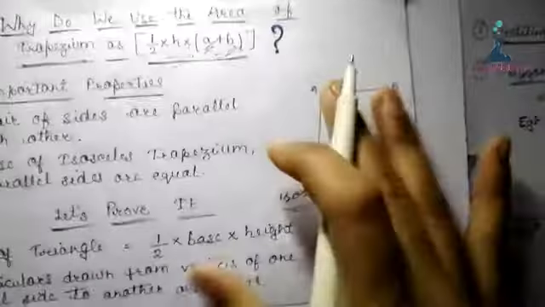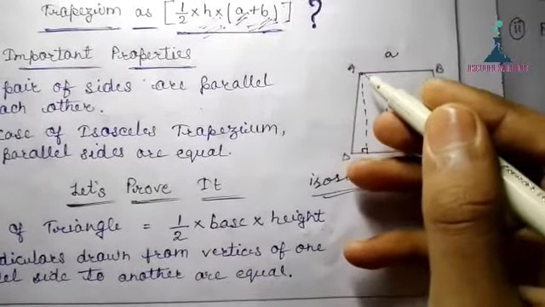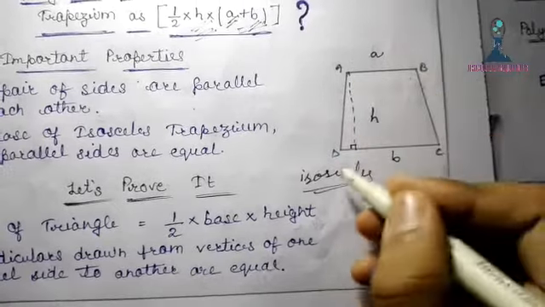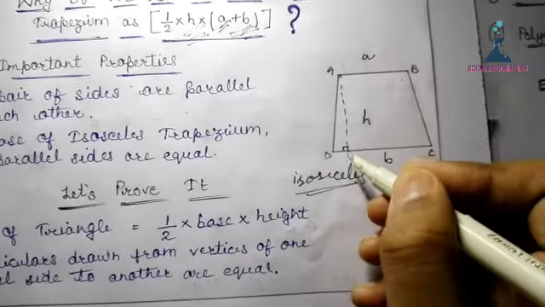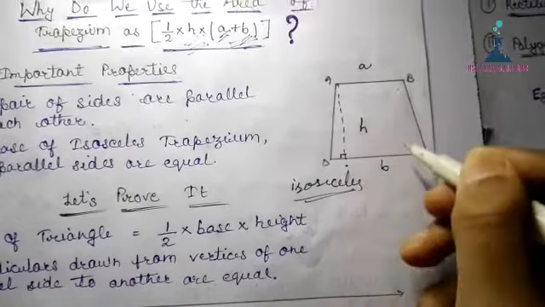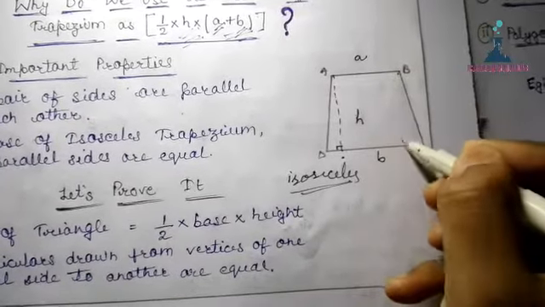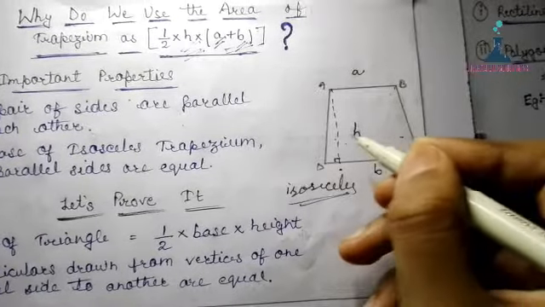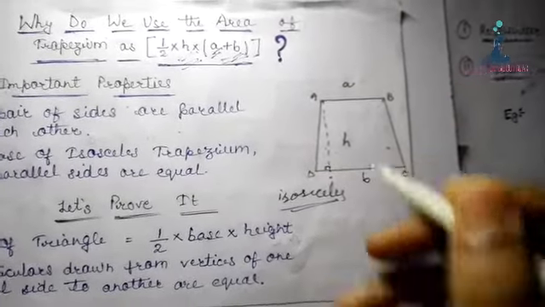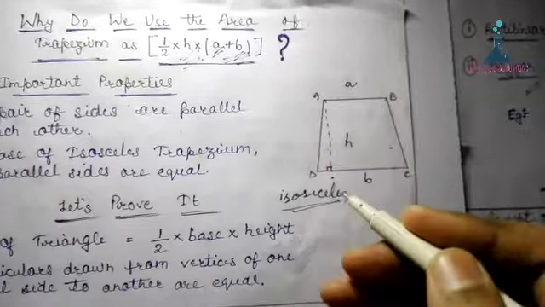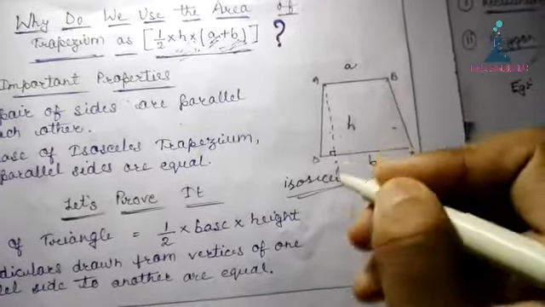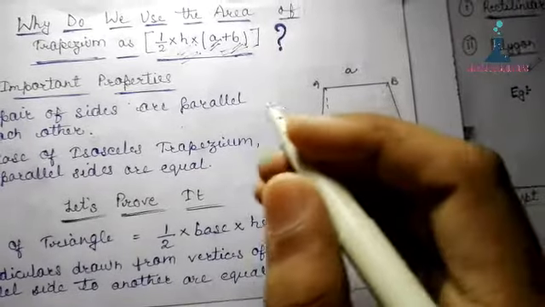Suppose, friends, we take an example of this. If I draw a perpendicular from vertex A to base DC, and similarly from B to here, then both will be equal, friends, because as we know, if AB is parallel to CD, the distance between these two parallel lines always remains the same. So now friends, let's move forward.